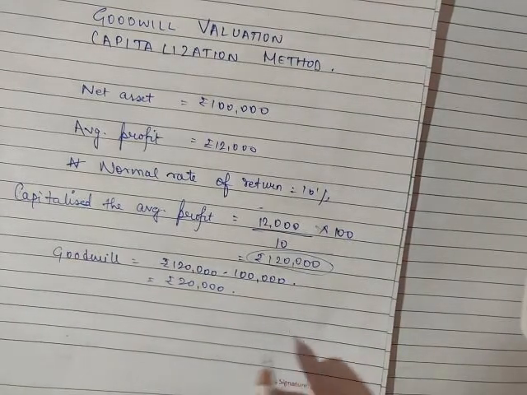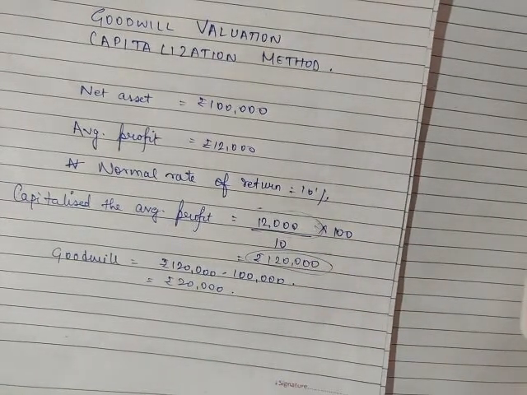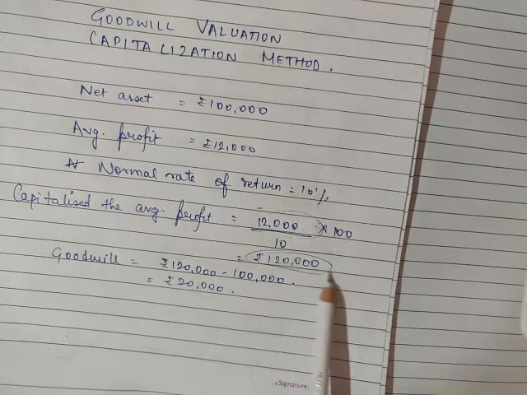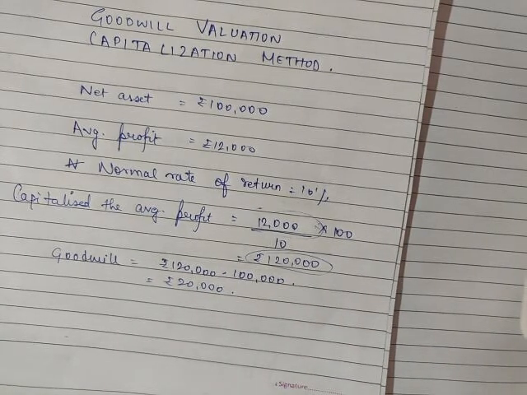So, once again, with the average profit, we calculate that the average profit we earned was 12,000 rupees. Had this been the normal rate of return, then the capital employed would have been 1,20,000 rupees. That is, 1,20,000 capital employed at 10% normal rate of return would have fetched us an average profit of 12,000 rupees. But the actual capital employed is 1 lakh only. So this 1,20,000 is actually inclusive of the goodwill. So the goodwill comes out to be 20,000 rupees.